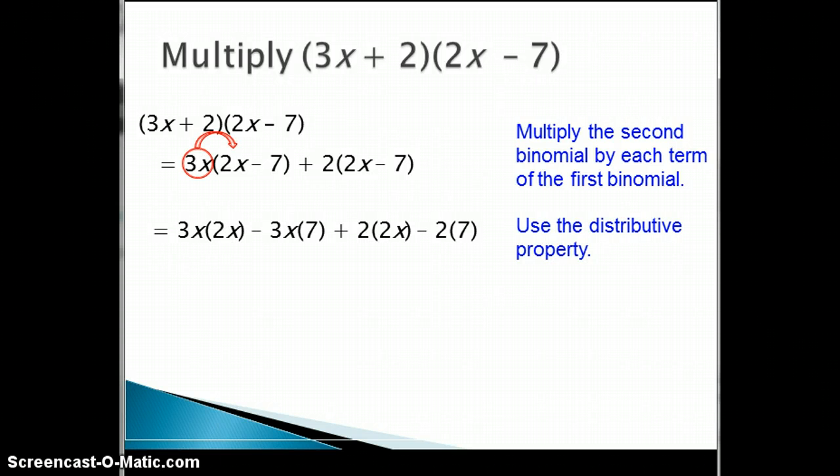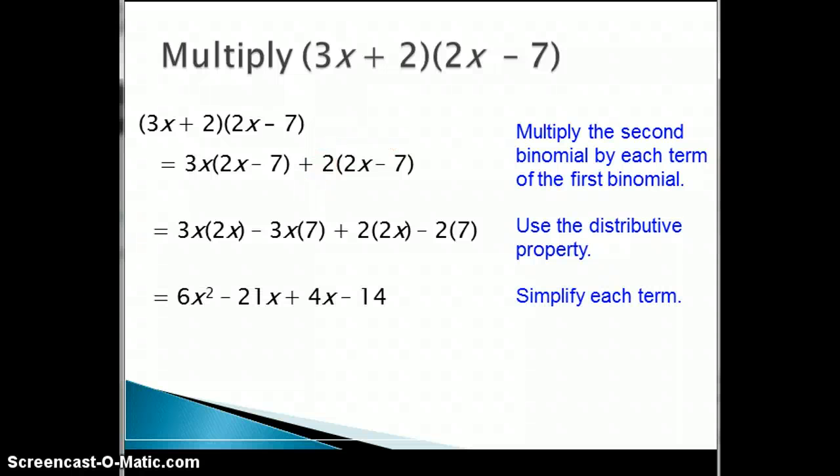So 3x times 2x will be our first multiplication, and then 3x times 7, and it's actually 3x times negative 7, which will give us a negative answer, so we'll put a minus sign in front of the second term. Then we're multiplying a positive 2 times 2x, which will give us a positive term, and then a positive 2 times negative 7, which will give us a negative answer, so we'll put a minus sign in front of that term.